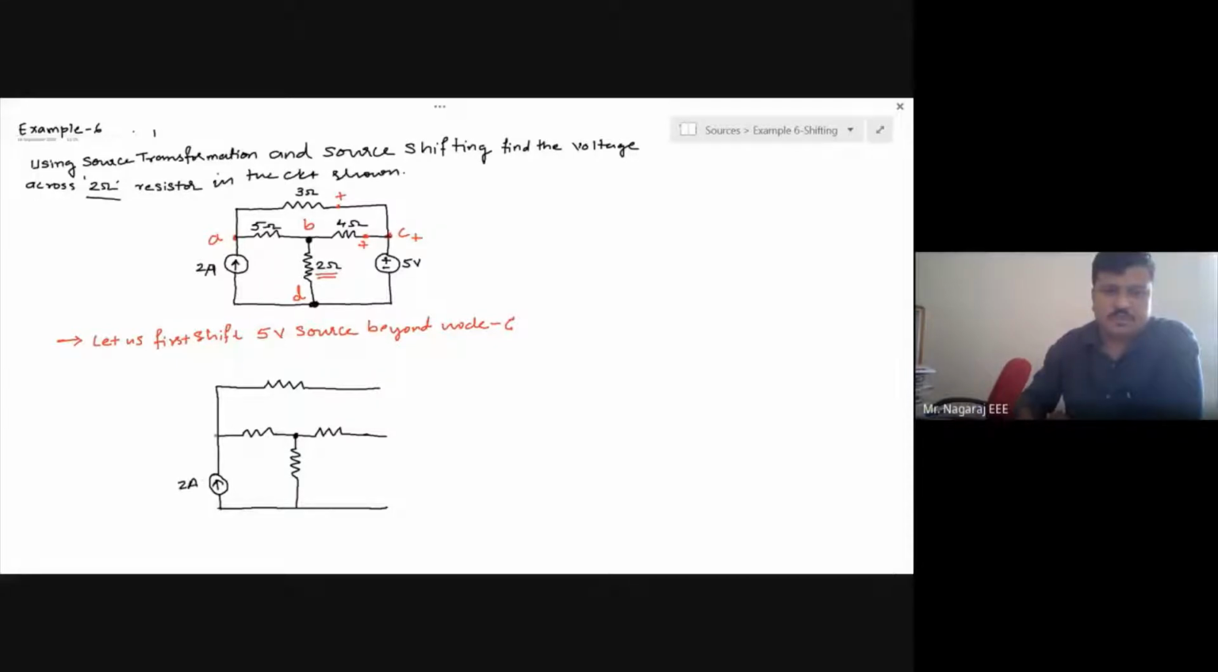This is the 2 amp source as it is. I have not touched it yet. This is node A. This is node B. This is node D. And this 5 volt source is shifted beyond node C, so that it will come in series with the 4 ohm and 3 ohm.